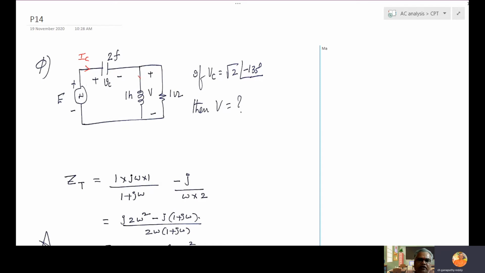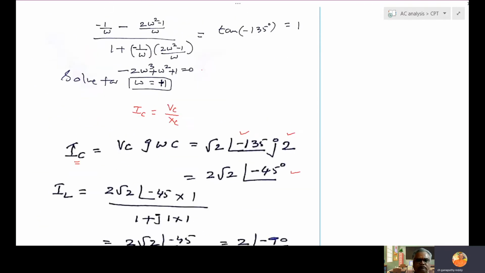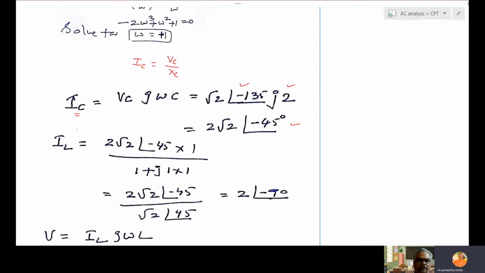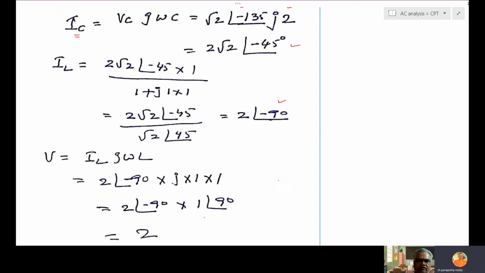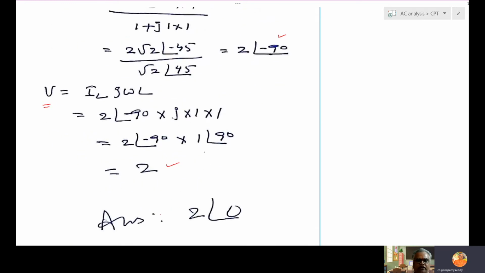is dividing between inductor and resistor. Now use the current division formula. IL is equal to IC, the incoming current, into 1 by 1 plus j1. Simplify, you are getting this IL. But what we are looking for, V, equal to current into reactance. We know all these things. Simplify, you will get 2. So the V answer is 2 angle 0.